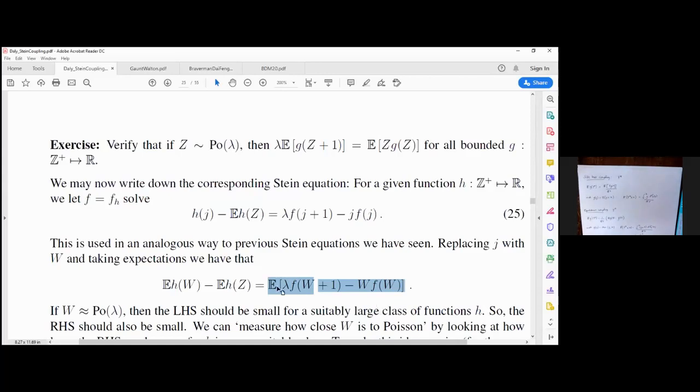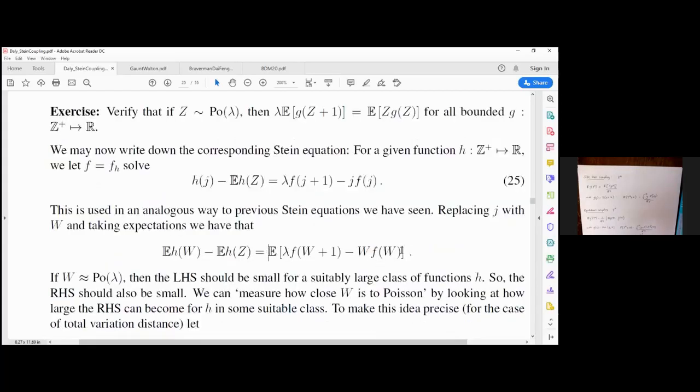Again, one advantage here is that on the right hand side, I've only got a single random variable. I've only got W. I don't need to worry about my Poisson random variable Z anymore. So if I want to do some coupling, it's much easier in general to construct, say, a size bias version of W and a shifted version of W on the same probability space than it is to construct W and a Poisson on the same probability space. And so that is still a win, even if I want to do some coupling ideas. And again, the idea is that if W is close to Poisson, this thing should be small. So we'll bound what's on the left by instead bounding what's on the right.